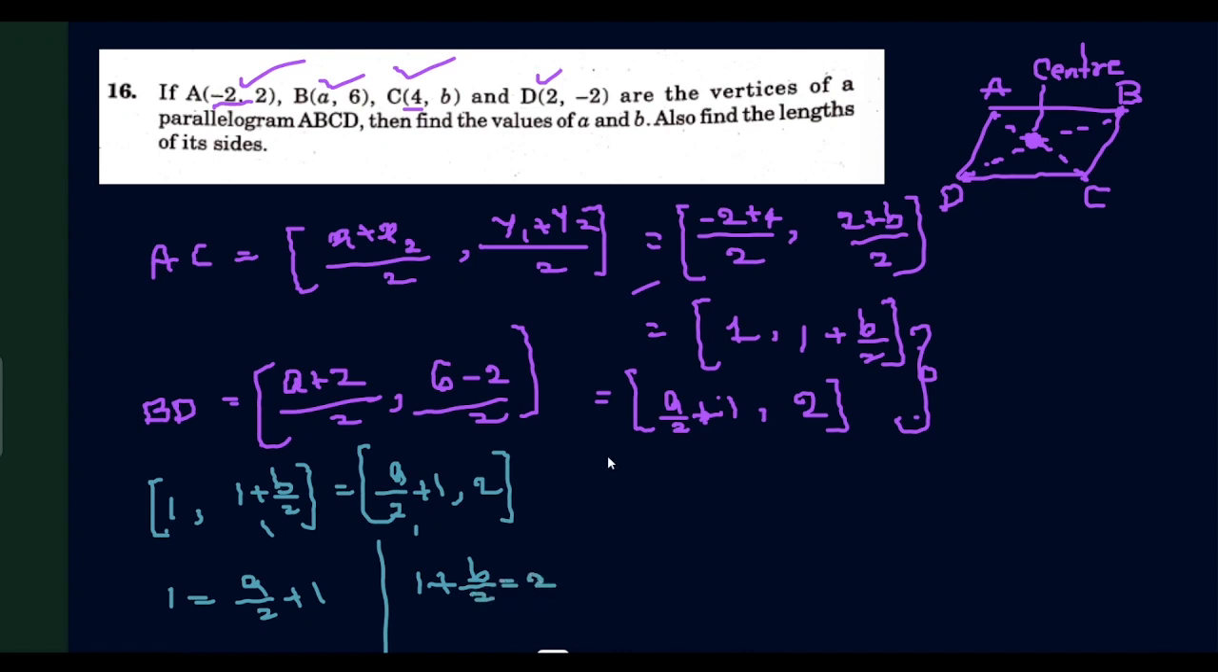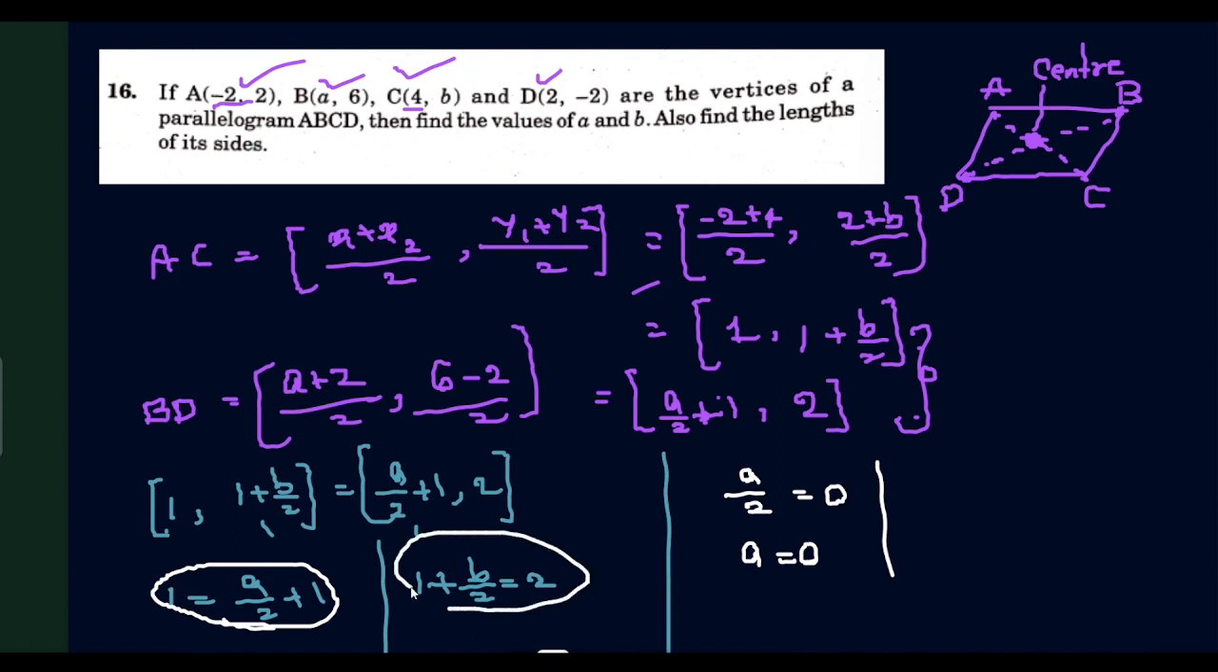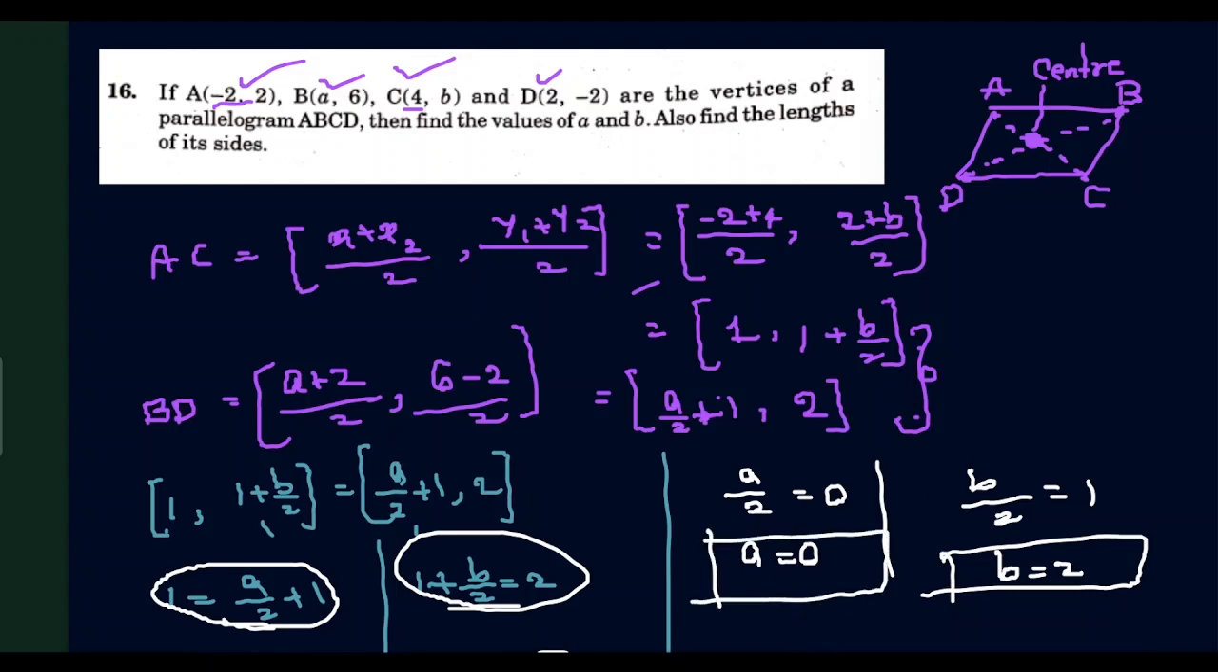So simply, if you take this, then what happens here? A by 2 is equal to 0, then A is equal to 0. Fine. And if you consider this, then B by 2 is equal to what? 2 minus 1, it is 2. So B is equal to 2. Got it? So the A and B values are 0, 2. But it's not the end. What do we need to find?